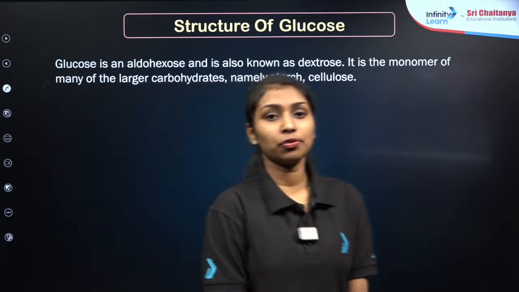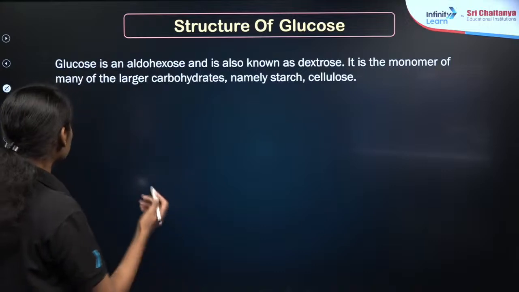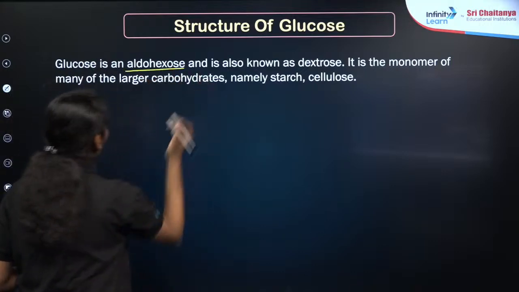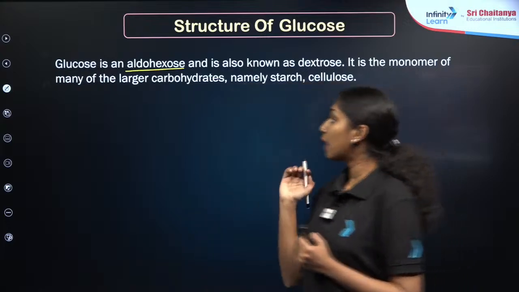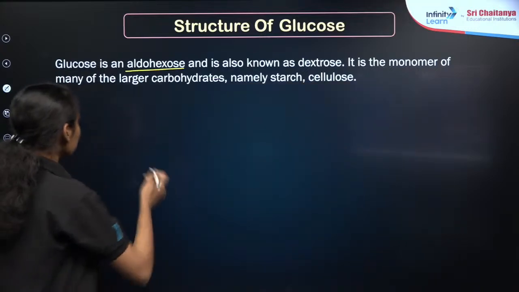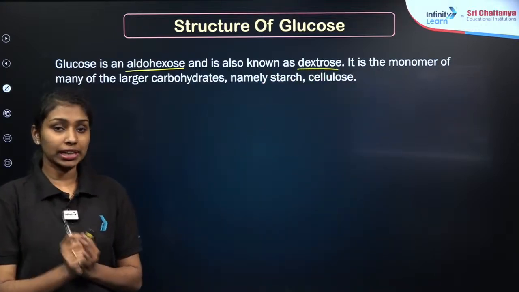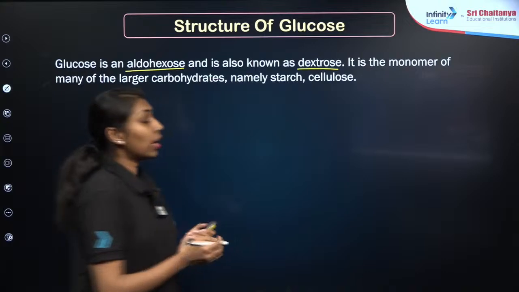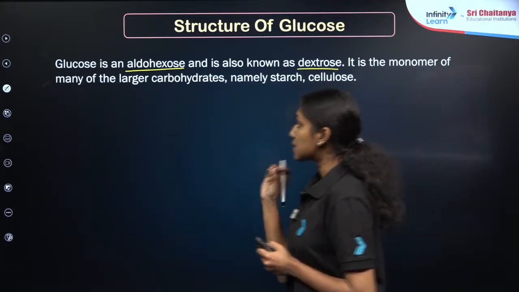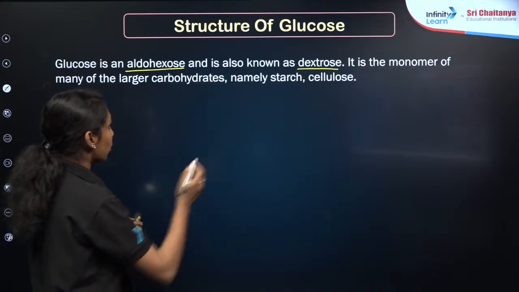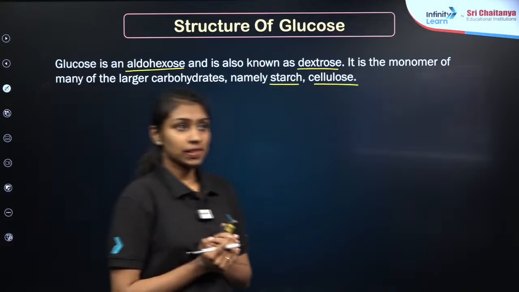Let us start with the structure of glucose. As you already know, these are the dextrose structures. Glucose is an aldohexose. Aldohexose means it contains an aldehyde group and has 6 carbon atoms. It is dextrorotatory, so it is known as dextrose. Glucose is the monomer of all the larger carbohydrates such as starch and cellulose, as we already showed in the previous classes. Now let us start with the structure of glucose.